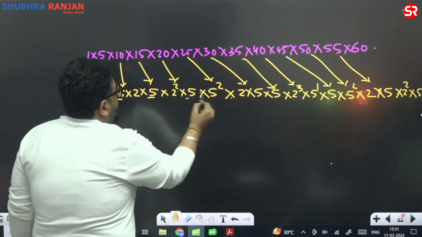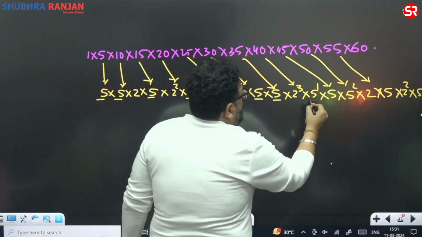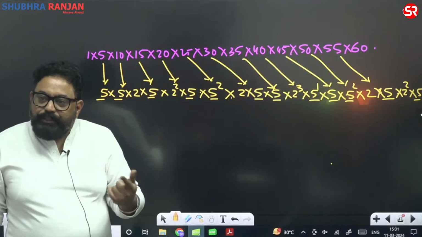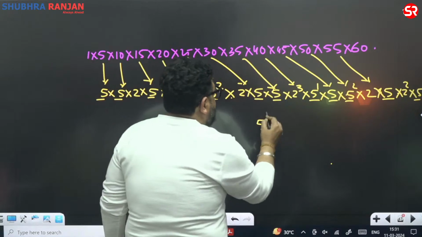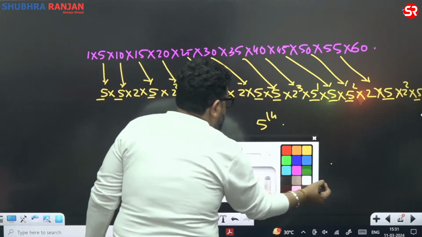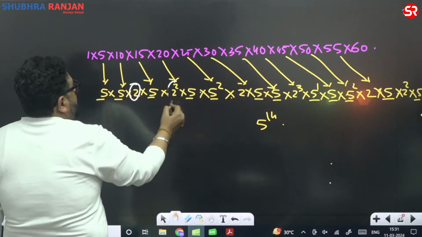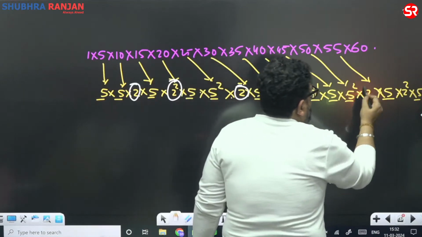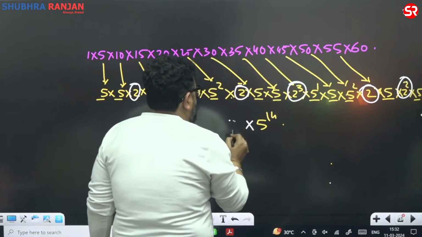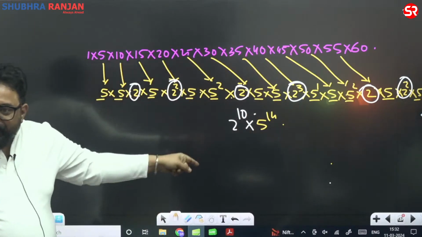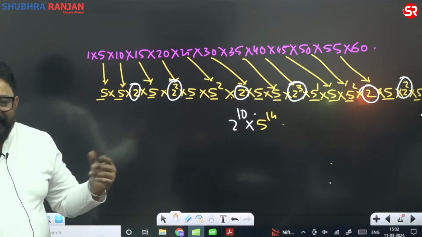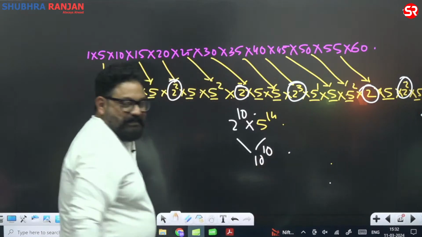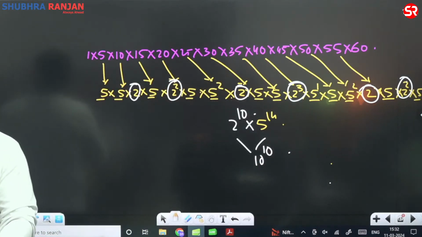1, 2, 3, 4, 5, 6, 7, 8, 9, 10, 11, 12, 13, 14. It is 14. That's the reason your answer was 14, right? So 5 has how many powers? 14. But did you count how many 2s are there? Look at the 2s: 1, 3, 1, 2, 3, 4, 7, 8, 10. 2 has 10 powers. 2 has the lesser power. The answer is 10. The lesser power is the answer. So how many 10s would there be? Definitely 10 to the power of 10. This is the beauty of UPSC.